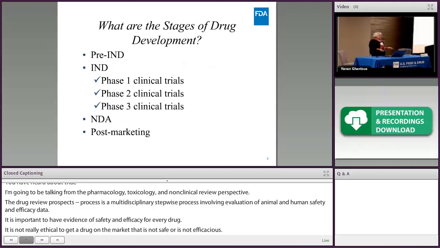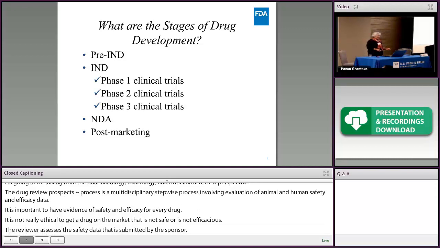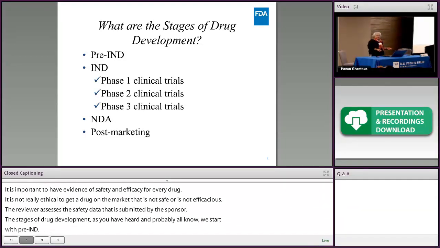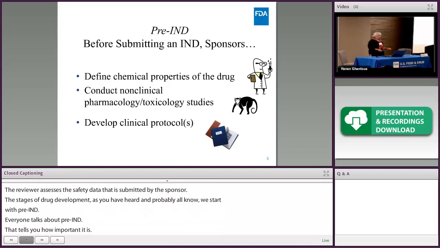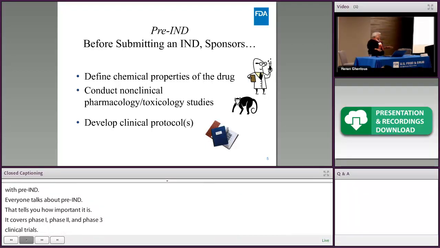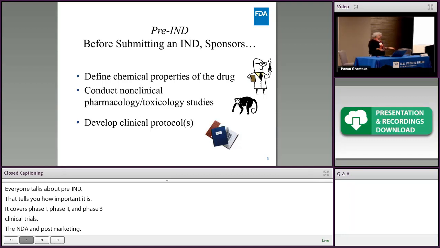So the stages of drug development, as you heard, and probably you all know, we start from pre-IND. Everybody's talking about pre-IND, so that tells you how important pre-IND is. IND, which covers phase 1, phase 2, and phase 3 clinical trials, the NDA, and post-marketing. Now for pre-IND, again, I'm going to emphasize that, like everybody else, you should really take advantage of it. It's a consultation. The way I look at it, it's a free consultation for you guys. I mean, FDA is answering your questions for free.